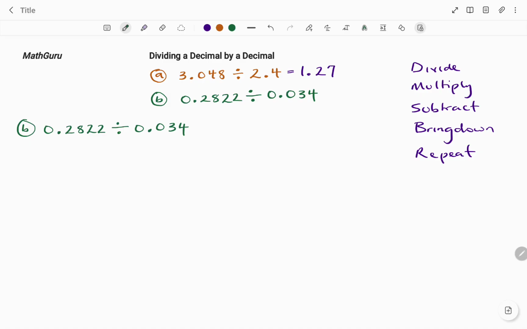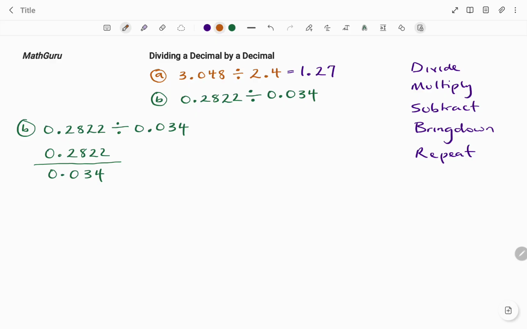I have 0.2822 divided by 0.034. To make it easier to understand, I'm going to rewrite that using my fraction bar. I have 0.2822 at the top. That's my numerator. And for my denominator or my divisor, I have 0.034. When dividing a decimal by a decimal, like I mentioned earlier, the process is to change the divisor or the denominator into a whole number. Turning into a whole number means shifting my decimal point to the right.